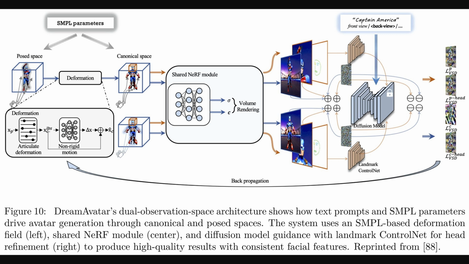Now, moving to page 23, figure 10 illustrates a system called DreamAvatar. This is a really interesting architecture. It shows how text prompts, like Captain America, and SMPL parameters can drive avatar generation. You can see it uses an SMPL-based deformation field, a shared NeRF module, and then a diffusion model with landmark ControlNet for refining the head. The goal is high-quality results with consistent facial features.